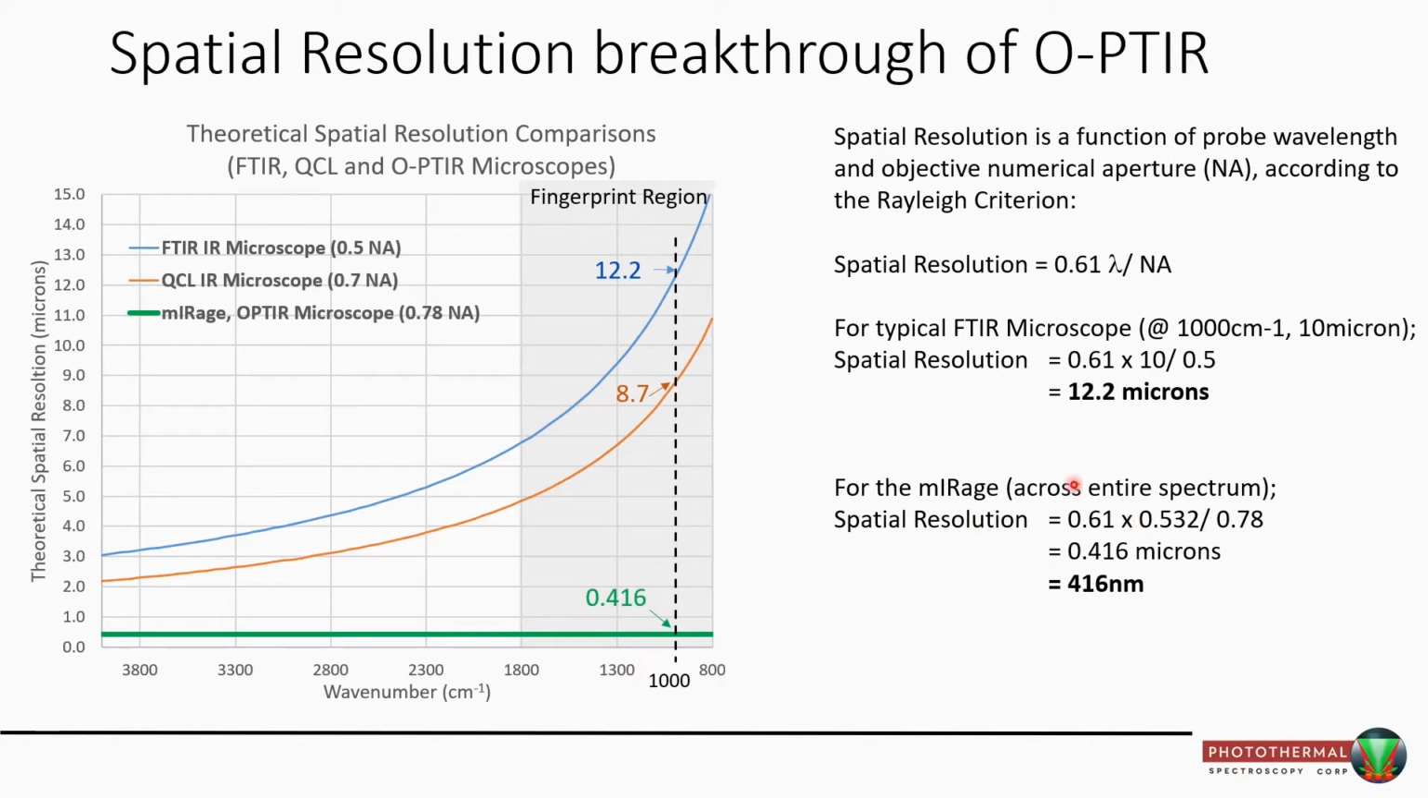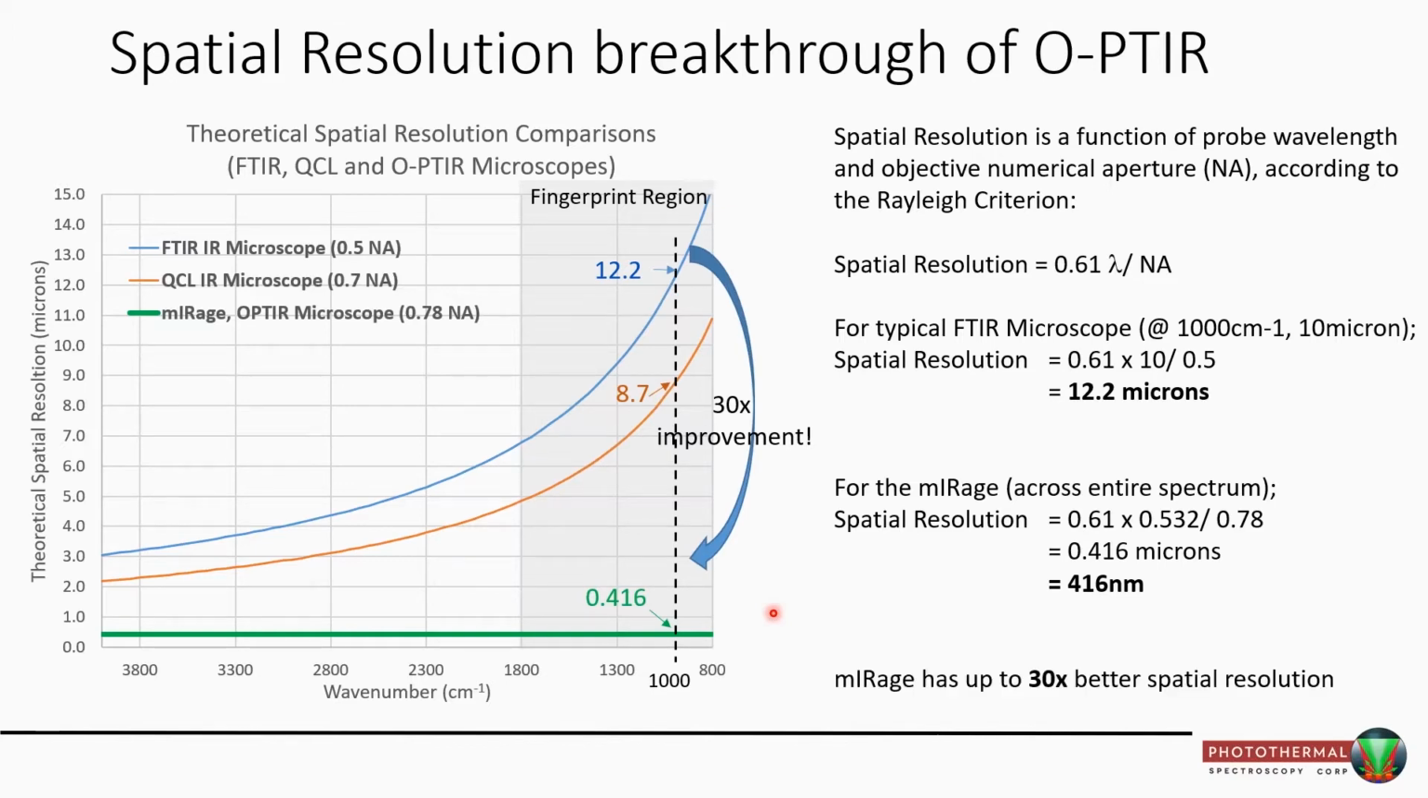If you contrast that with Mirage, since we work with a 532 nanometer laser, that's 0.532 microns, and use a high NA objective, well, our theoretical resolution is about 416 nanometers, and importantly, it's flat across the entire region. Right, so that's about a 30x improvement, and again, it's also very Raman-like.